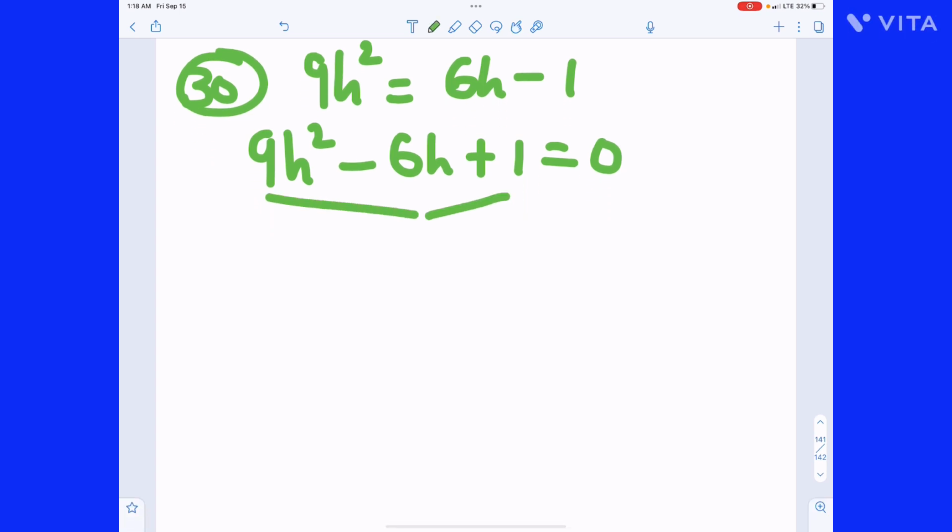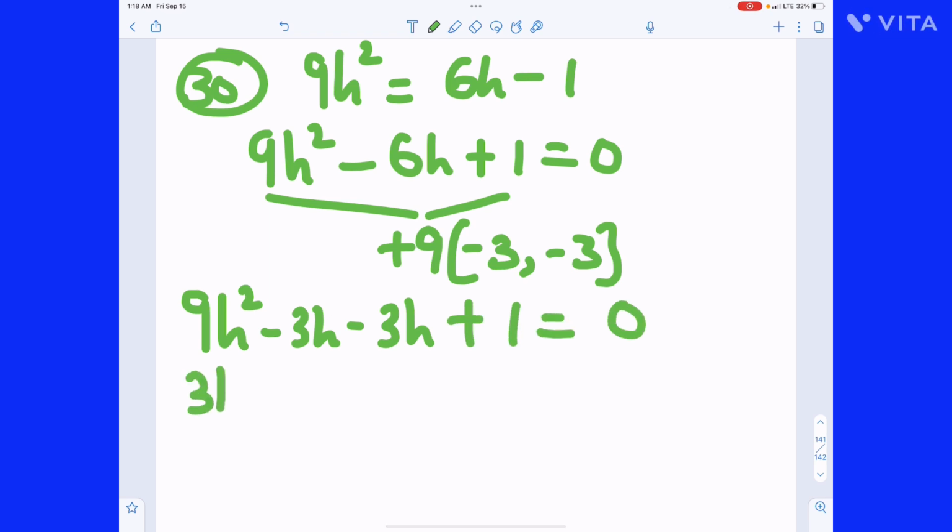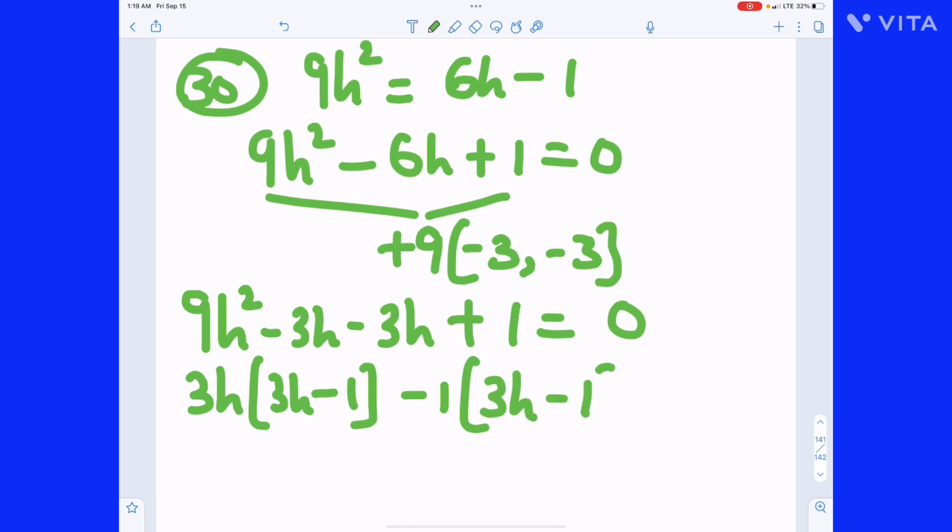Now 9 times plus 1 is plus 9. Two factors that multiply to give plus 9 and add to give minus 6 are minus 3 and minus 3. So my factors are 9h squared minus 3h minus 3h plus 1 is equal to 0. This will give you 3h minus 1, then minus 1, 3h minus 1.